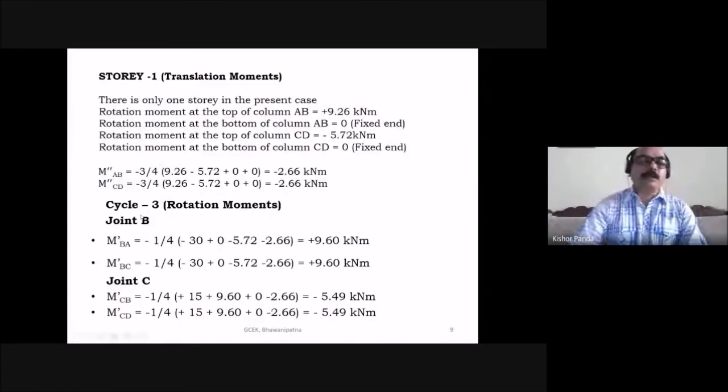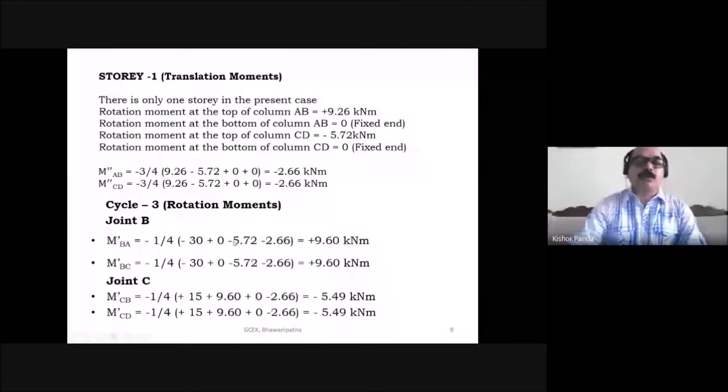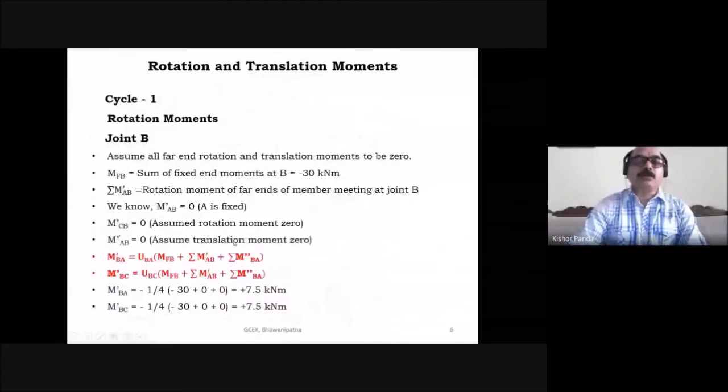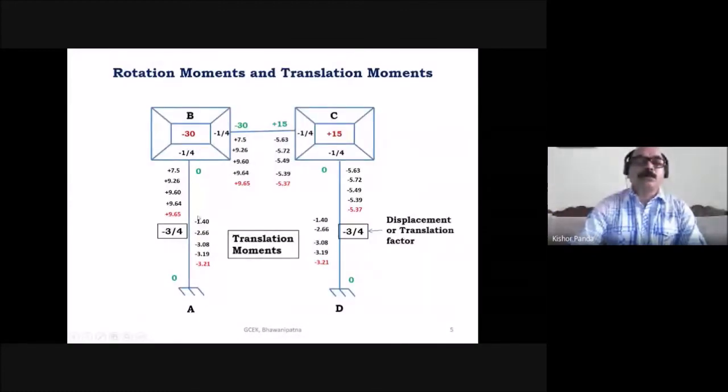Then you go for cycle 3, and again you find out what is the rotation moment. So when you find out a rotation moment, here is what you have to do. In the third cycle, this is the value, the translation moment, you have to take minus 2.66, and the far end rotation moment at C, you have to take minus 5.72, and this side is 0. So what is the value you got in the second cycle, that you have to consider for the third cycle near end rotation moment, M dash BA and M dash BC.